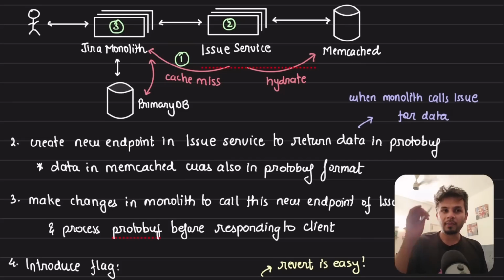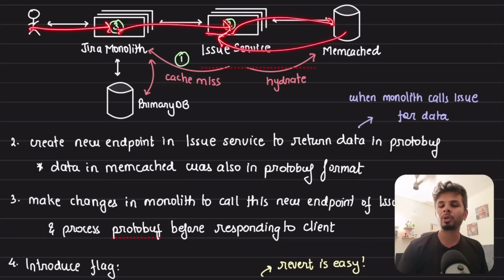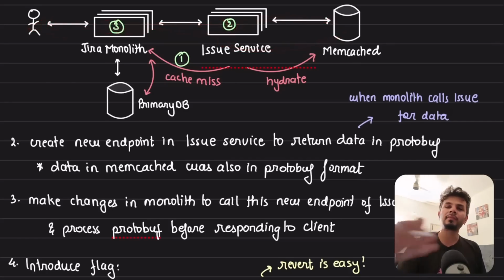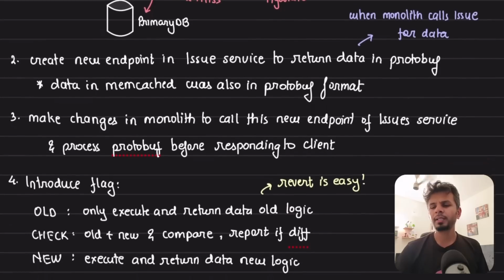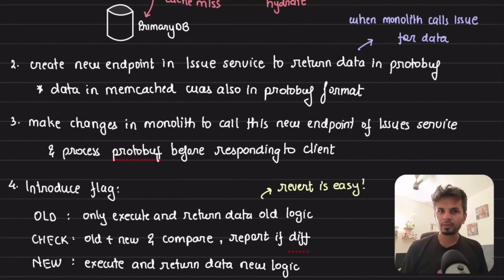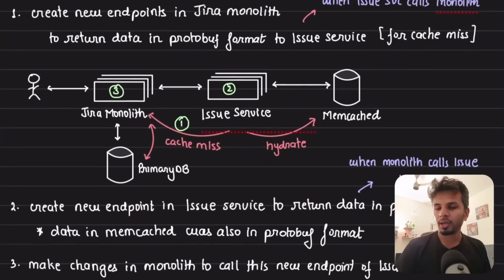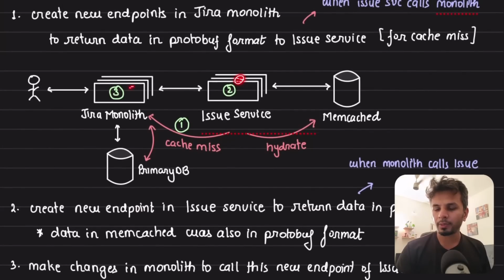So now, after the second step, when the request comes to Jira monolith, it goes to issue service, which checks the database, gets the data in Protobuf, and sends the data to the user after converting it into JSON. So no changes over here. This entire communication is now efficient over Protobuf. Third point is you make the change in monolith to call the new endpoint of issue service and process the Protobuf before returning to the client. So after this endpoint is added, Jira monolith talks over the new endpoint to get the issue details in Protobuf format. It gets the data, converts it into JSON and sends it to the user. Right?